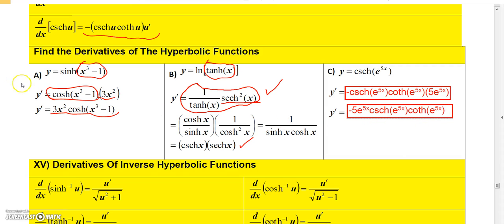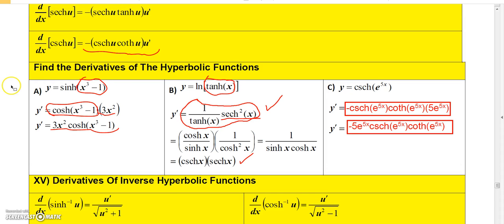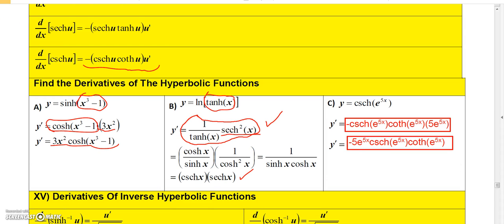Okay, so that's derivatives of hyperbolic functions. And then in the next video, I'll show you how to find derivatives of inverse hyperbolic functions.